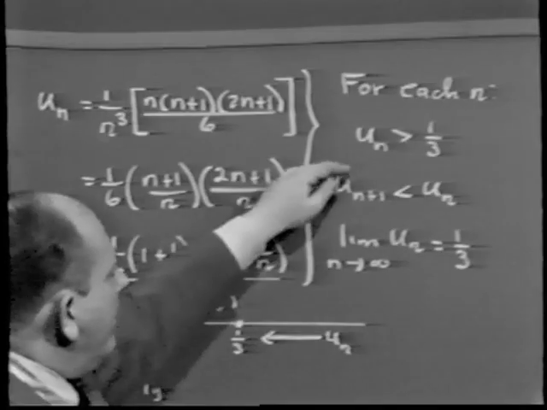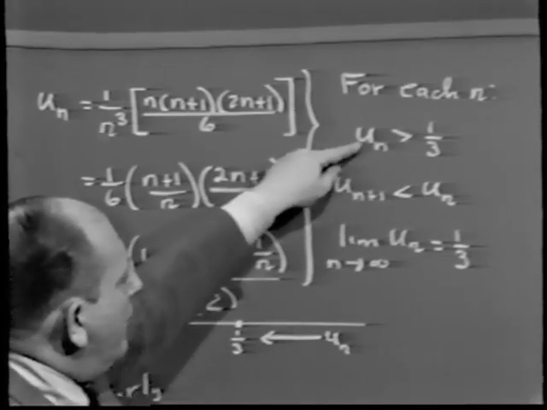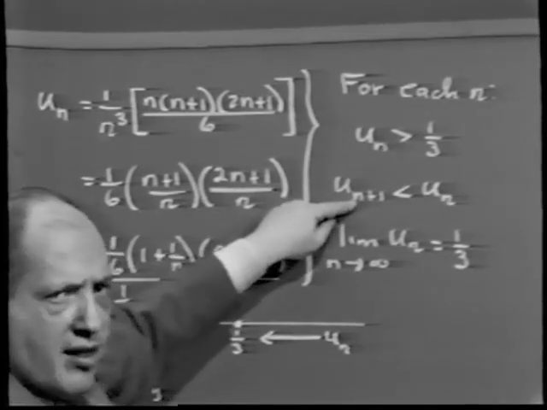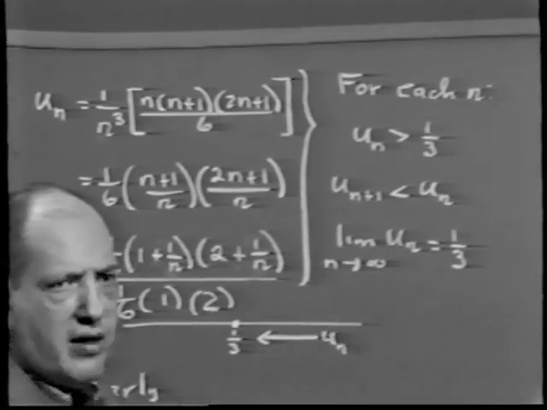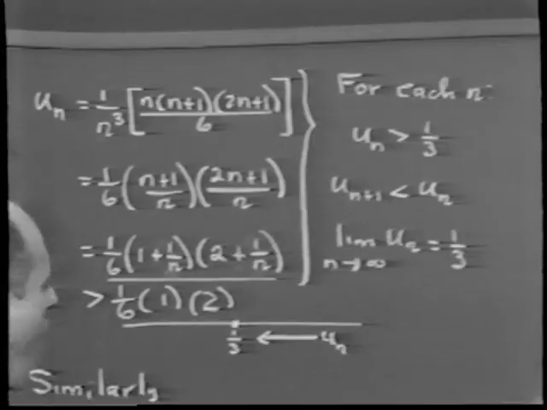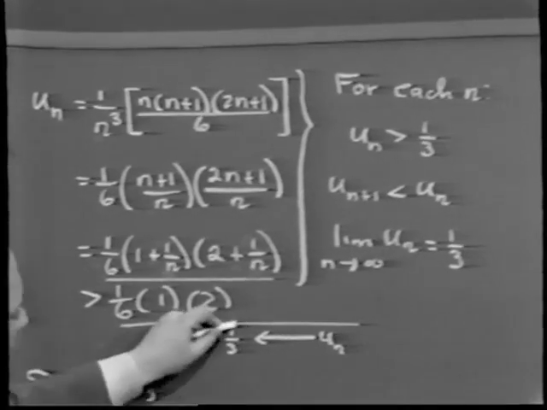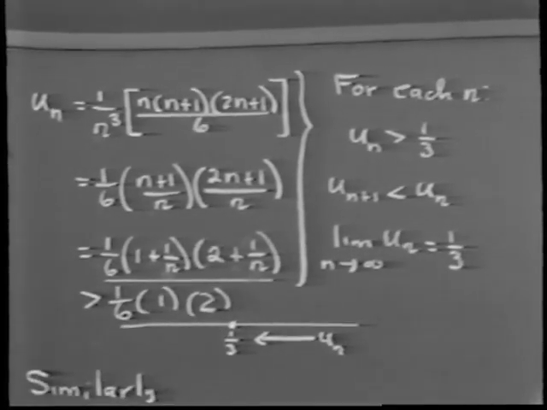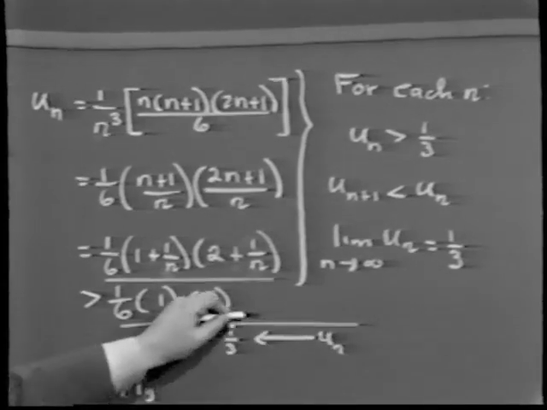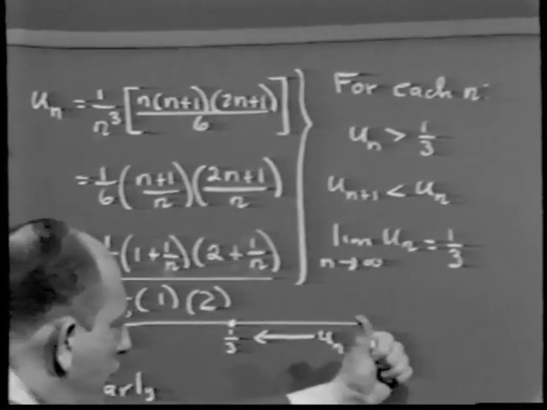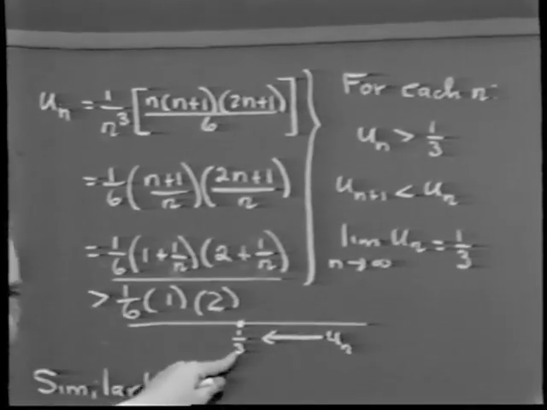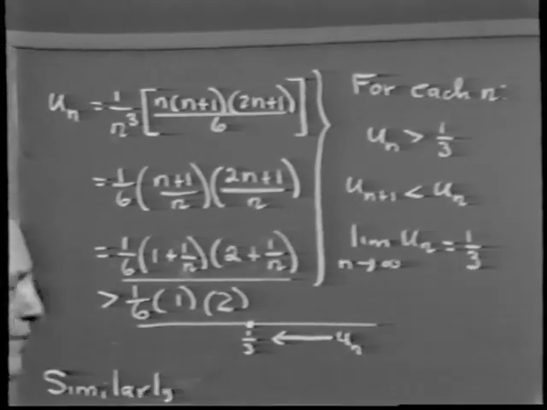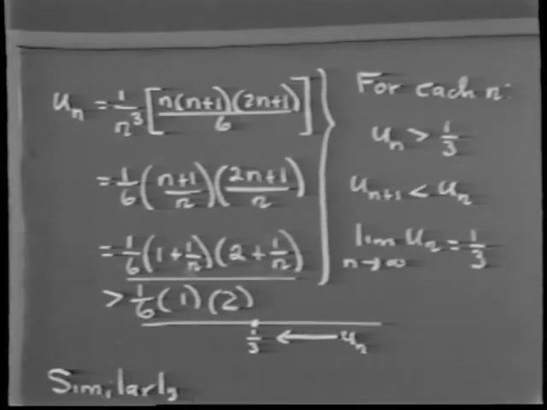So summarizing then, each U sub n is bigger than 1/3. As n increases, U sub n decreases, and the limit of U sub n as n approaches infinity is 1/3. Pictorially, what this means is that if we locate 1/3 on a number line, the U sub n's converge uniformly, in the sense of moving steadily towards the left, towards 1/3 as the limit. Well, that's an upper squeeze.